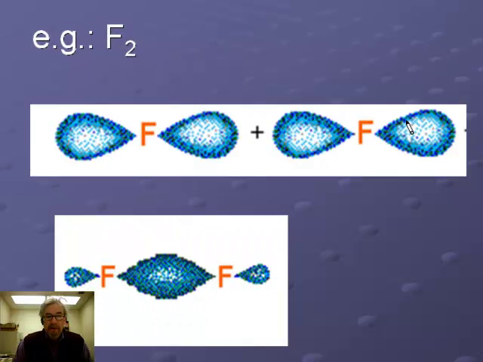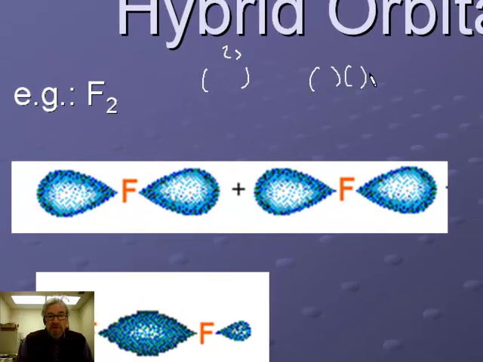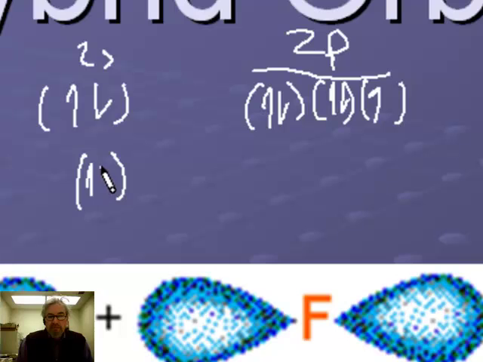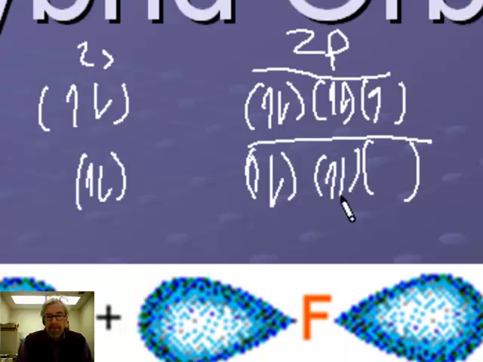Another example would be with F2. Let's see where the bonding actually happens by drawing orbital notation for fluorine. I'm only going to look at the valence shell, so that's the second shell. So 2s and 2p is where fluorine lives in its valence shell. And for fluorine, there are 7 electrons in that valence shell, and that's how they're arranged. So one fluorine maybe has this orbital notation, and the second fluorine looks very similar to that, only a spin down.